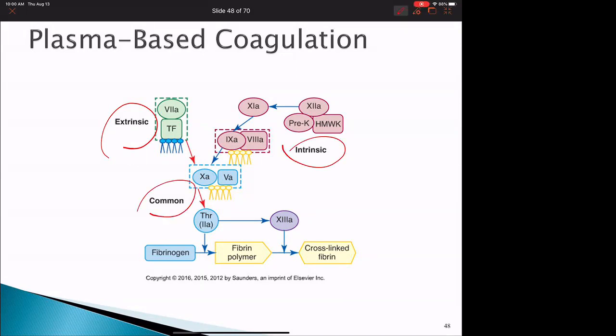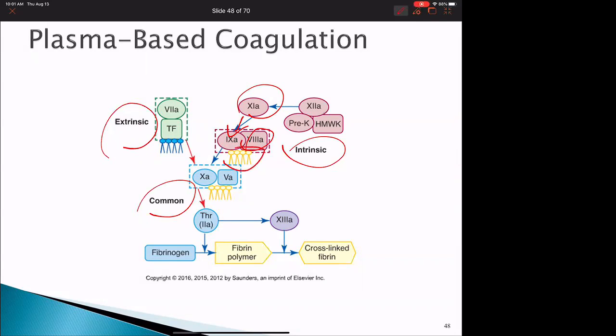The red part of this diagram is the intrinsic pathway. It has the contact factors, factor 12, pre-K, and high molecular weight kininogen, which are activated and then proceed to activate factor 11. Factor 11 then activates factor 9 right over here, which comes together with activated factor 8, okay?